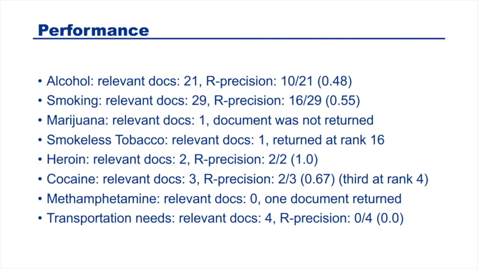Cocaine has 3 relevant documents with an R precision of 2 out of 3, so 0.67, and the third document was returned immediately after at rank 4. And methamphetamine had 0 documents in the annotated dataset, and only 1 document was returned by the search. And then finally, for transportation needs, there were 4 relevant documents in the annotated data, but it had an R precision of 0.